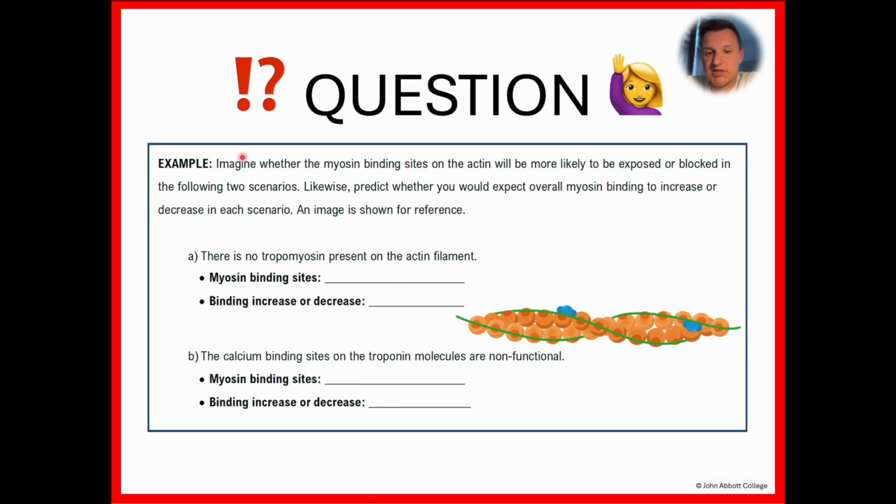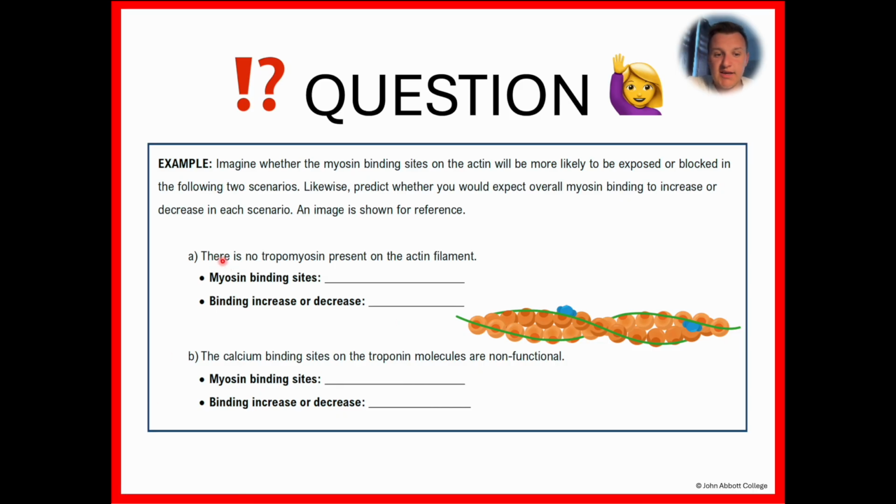So here's a question. Imagine whether the myosin binding sites on the actin will be more likely to be exposed or blocked in the following two scenarios. Likewise, predict whether you would expect overall myosin binding to increase or decrease in each scenario. So an image is shown for reference over here.